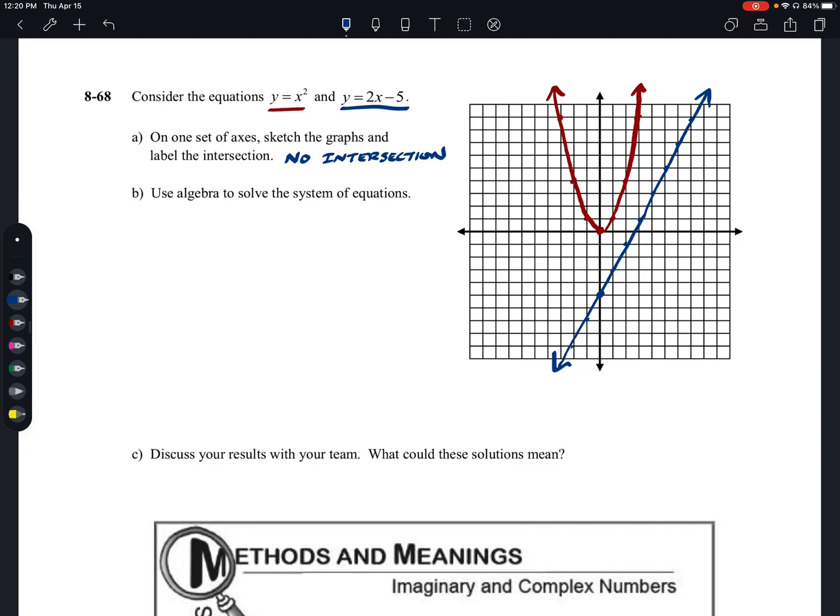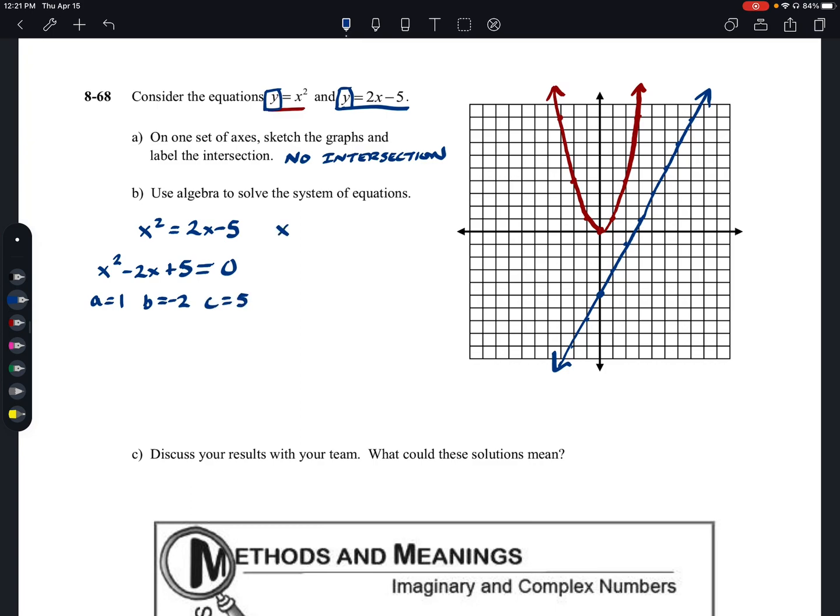Okay, now it says use algebra to solve the system of equations. Well, if they both have a y, right, let's just set them equal to each other. We're going to have x squared equal to 2x minus 5. I'll move everything over to the same side because it's quadratic. So x squared minus 2x plus 5 is equal to 0. And it will not factor. So we're going to need to use the quadratic formula. We know that a equals 1, b equals -2, and c equals 5.